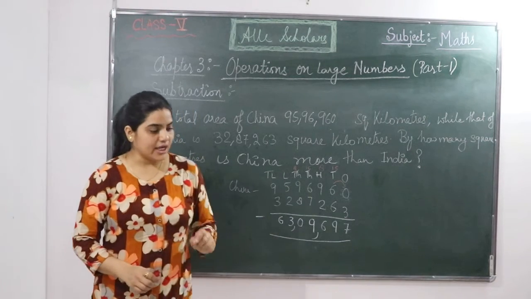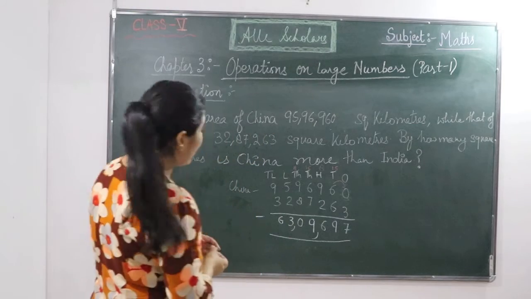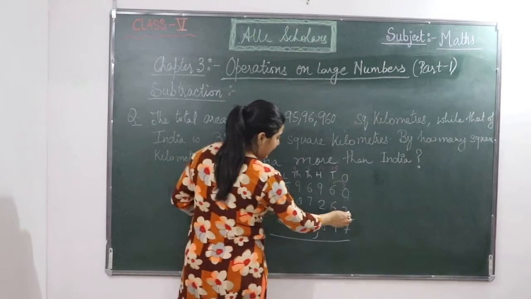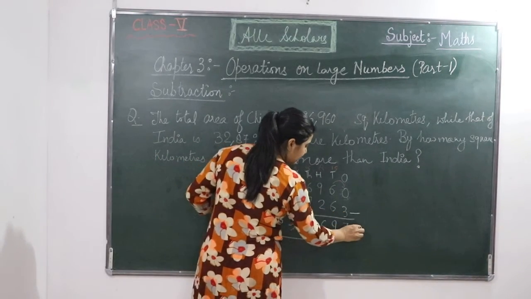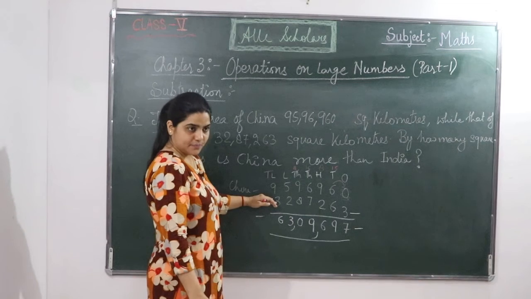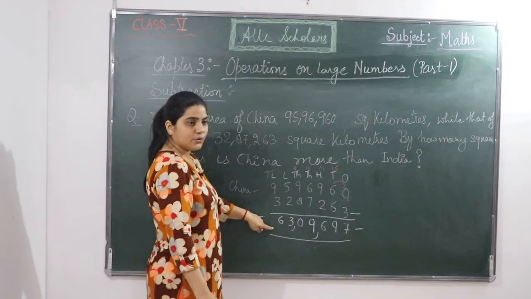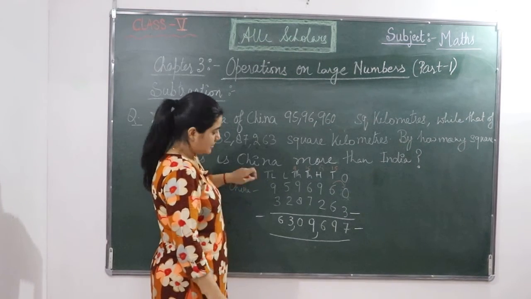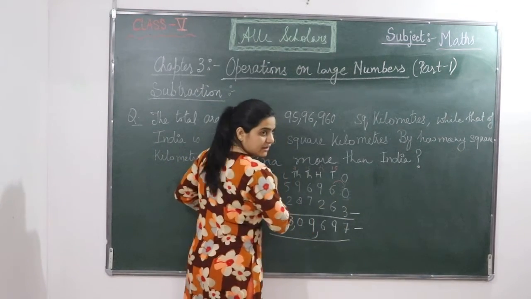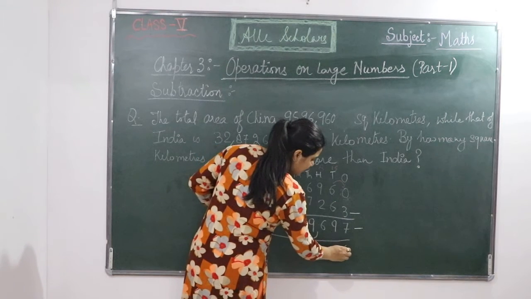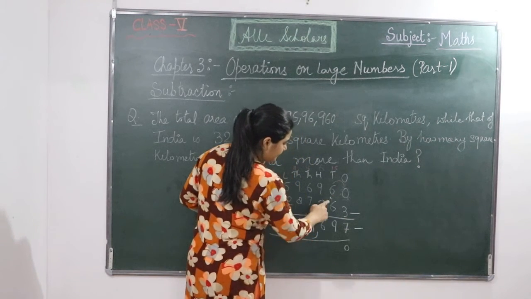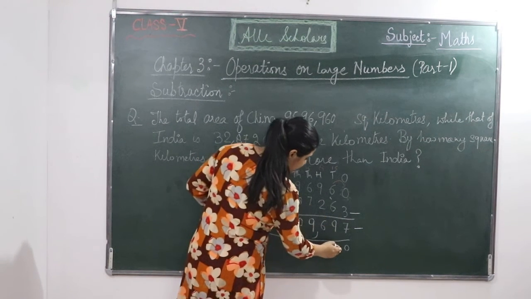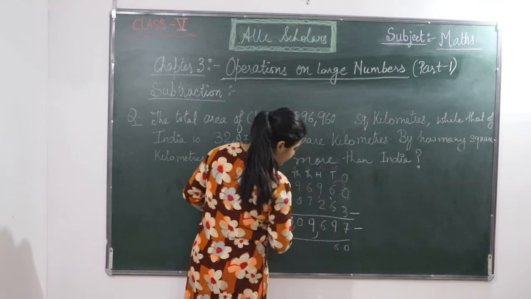Now if you want to check whether your answer is correct or not, what you have to do? You have to add this number and this, the one which you have subtracted and the result which you have got. These both are going to give you this. So let's see. 7 plus 3 gives you 10. 0 comes here. 1 goes as a carry. Okay. Now 9, 1, 10, 6, 16. 6. 1 goes as a carry.